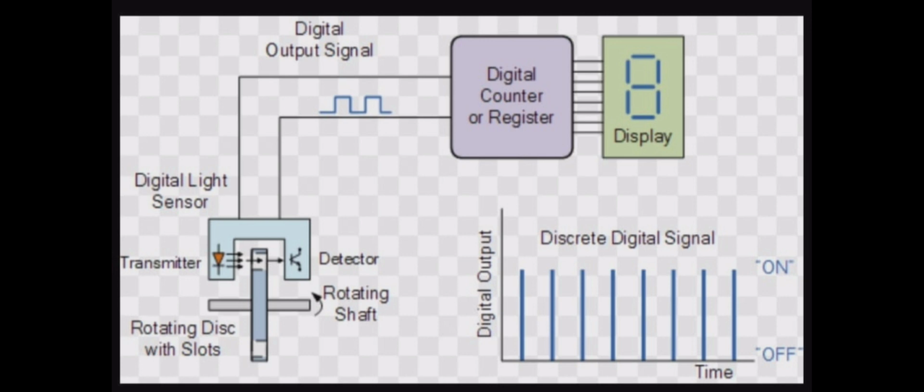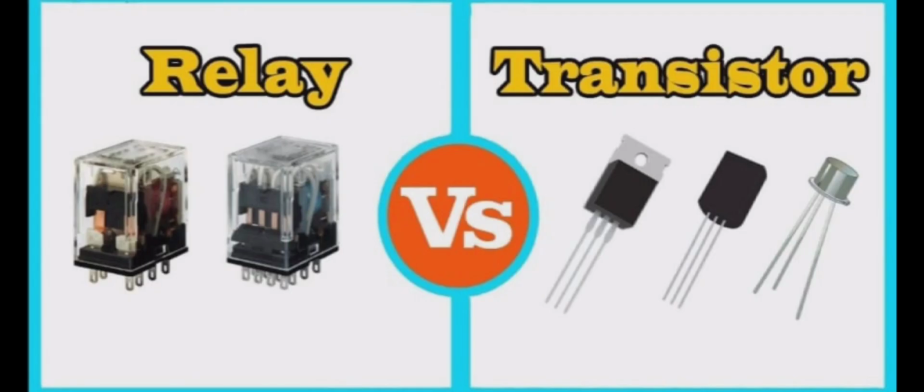Just like that, the other output is the transistor output. It is the PLC output used for fast switching applications. This disadvantage is overcome in the transistorized output. The thing is, it is only used for DC applications, or DC devices which operate on DC supply.